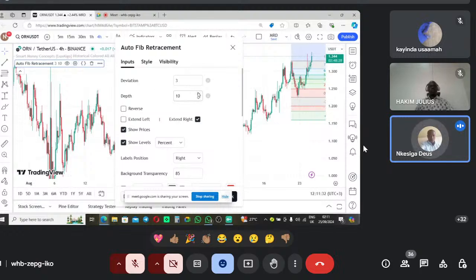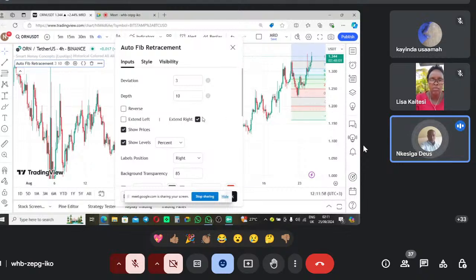So let me hope everyone has what we call TradingView. TradingView is just an application that we use to analyze the market. You can find it on Play Store and App Store. You can download it. Then you can register as well. You put your email and password, and you are done with registering.